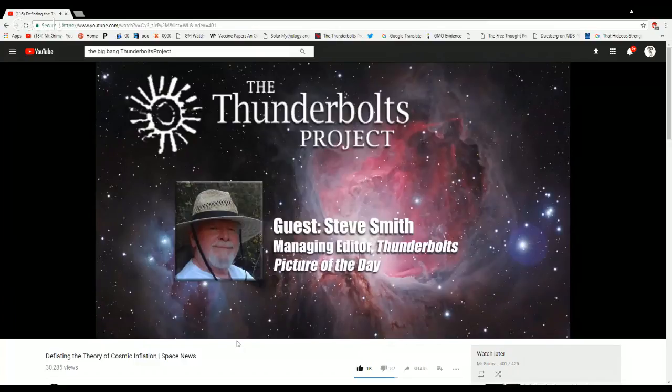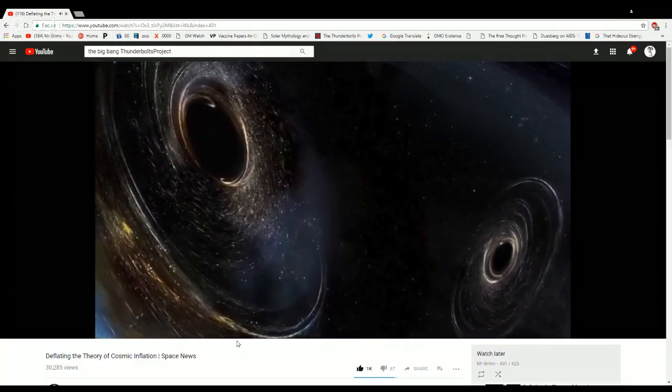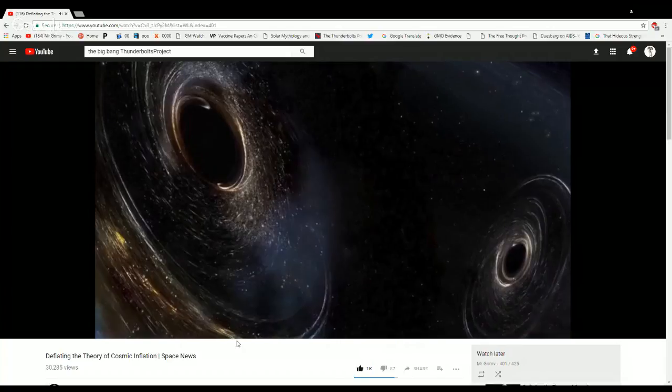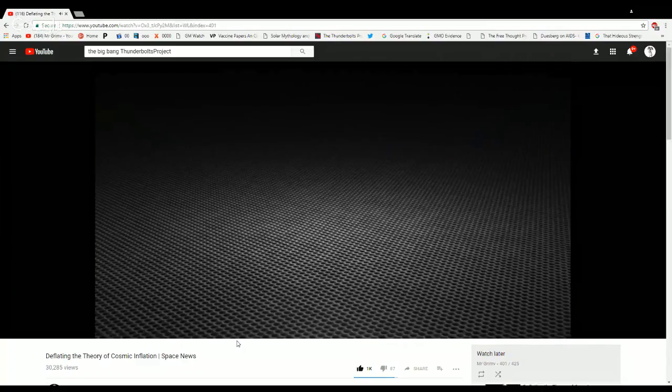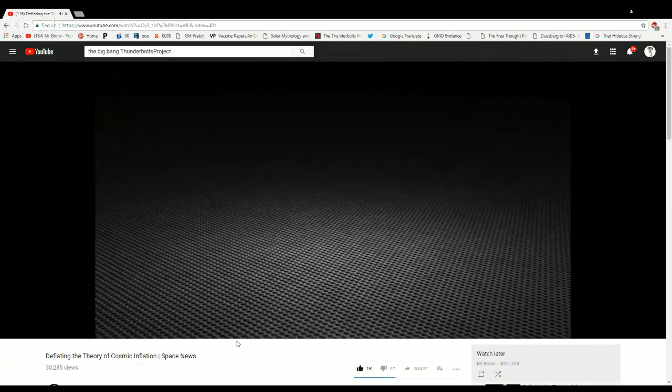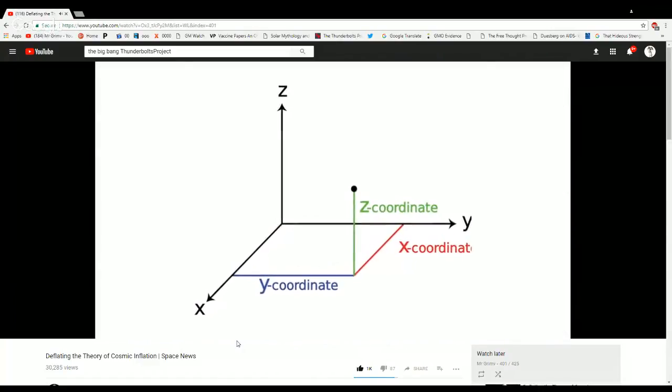Suffice to say, space is not a substance any more than time is. Space cannot warp or bend or ripple or expand. Space is defined as the unlimited or incalculably great three-dimensional realm or expanse in which all material objects are located and in which all events occur. It's a domain without substance, since it's where substance exists. It is not that substance. Therefore, it has no existence except as a method for defining the existence and position of things.